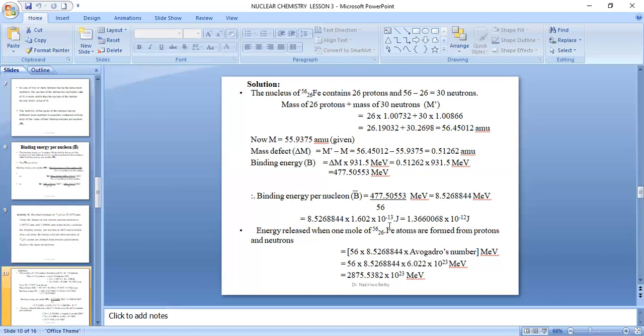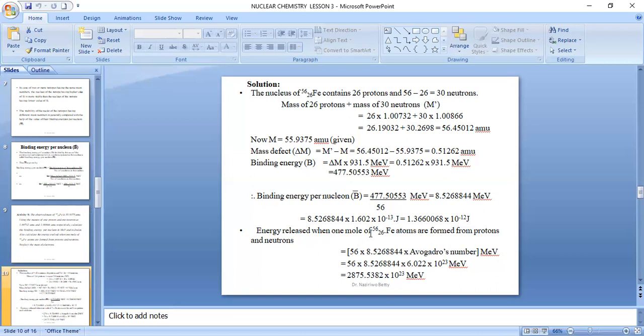So to convert it into joule, we multiply it by 1.602 times 10 power negative 13. We are multiplying the binding energy per nucleon by 1.602 times 10 power negative 13. And the answer will be 1.3660068 times 10 power negative 12 joule.